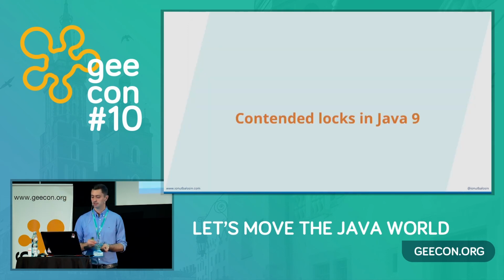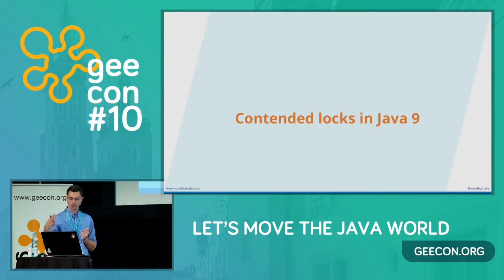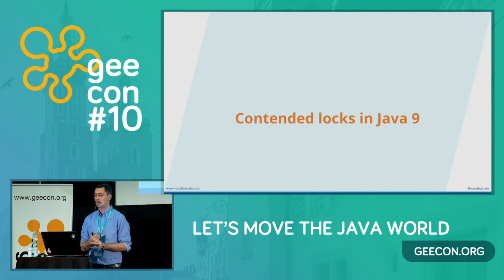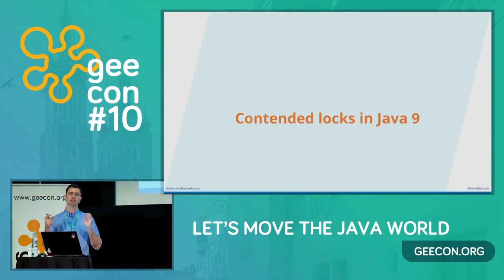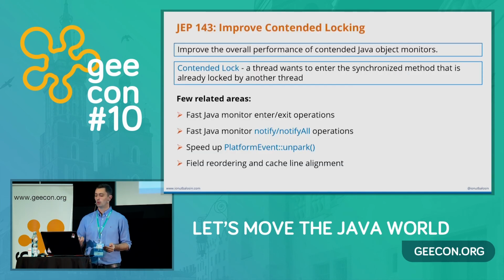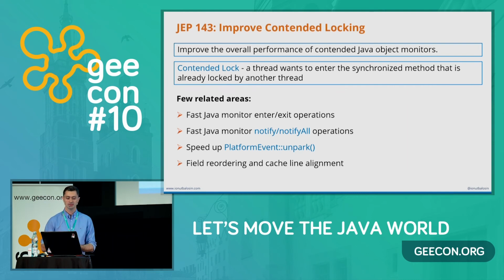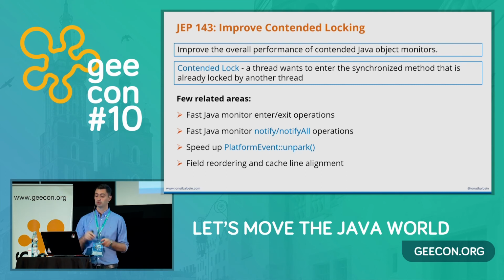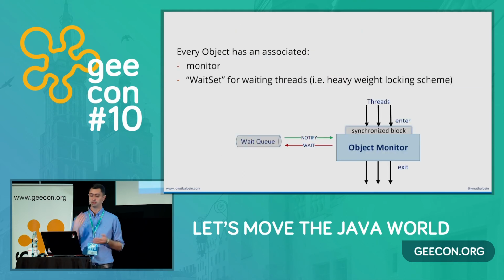The last part of the talk is contended locks, so I go quickly to it. It's quite short. The contention on the locks was improved. What does contention mean? Contention happens where, for example, you have a shared resource and multiple threads try to access that resource. And in such case, JDK 9 comes with this JEP, which improves the contended locks in a few areas. For example, monitor enter, exit, notify, notifyAll, unpark, and so on.